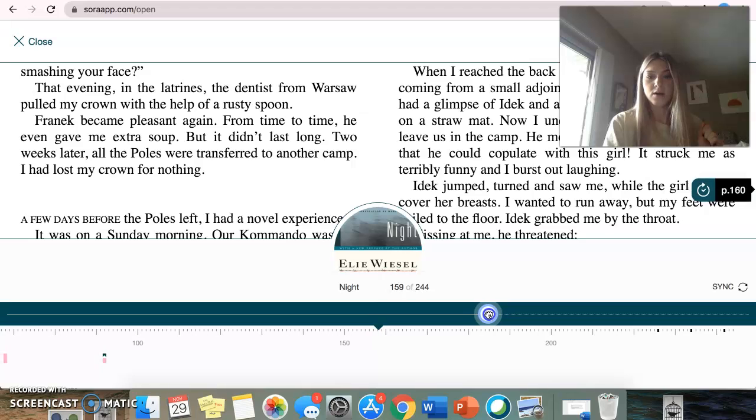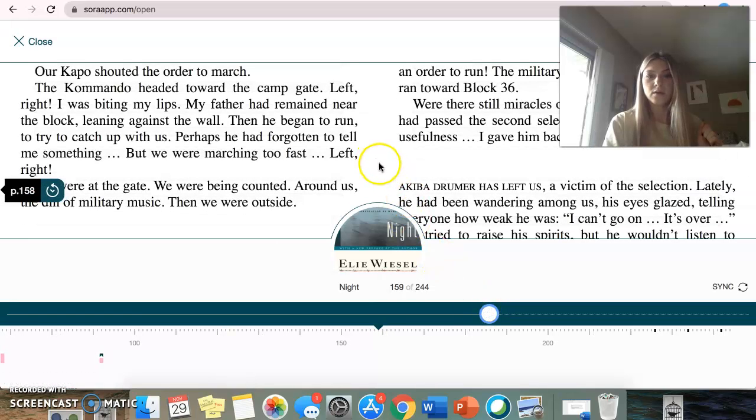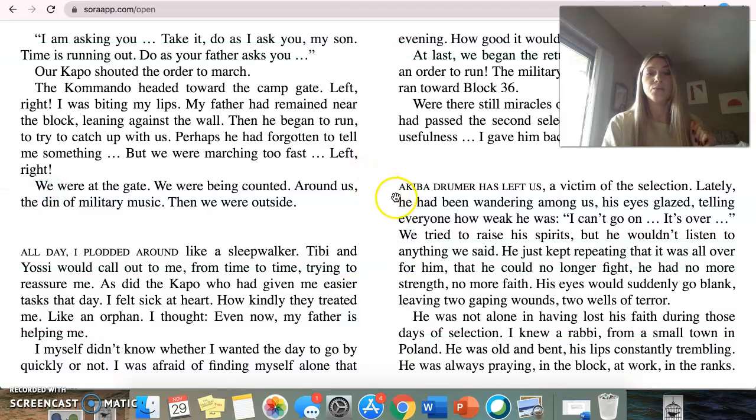page 159 or 65%. And you're going to want to end right where it says this, okay? So that is where we are starting and stopping reading. Again, it is starting at 53%, ending at 65%.